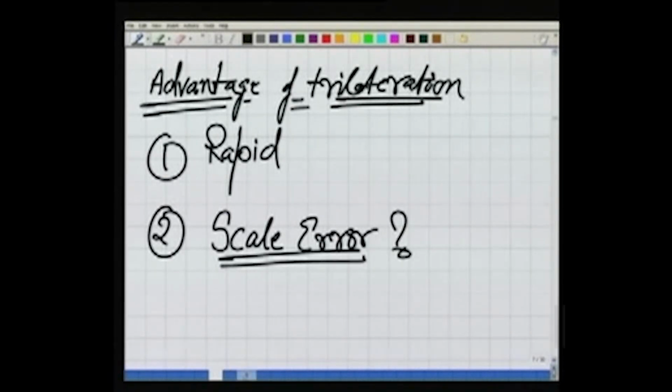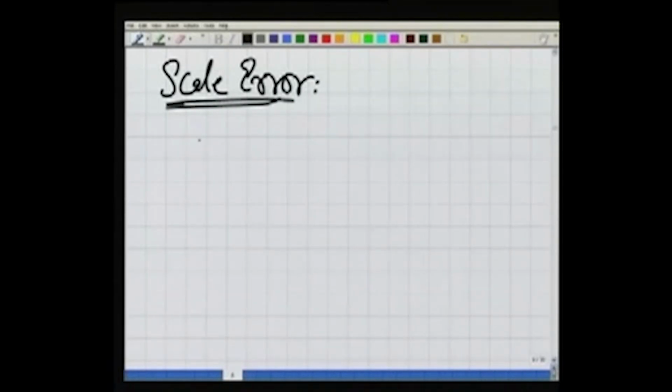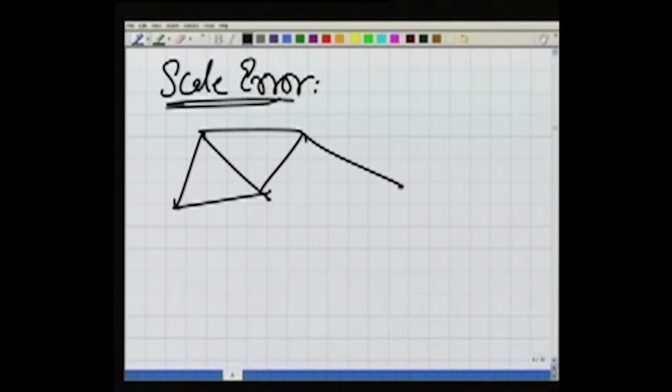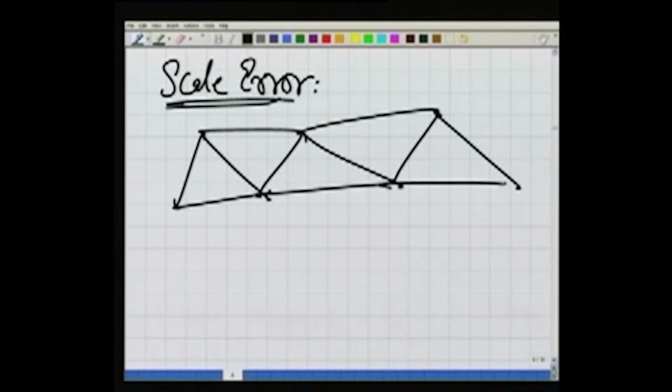Let's see this first. The scale error is, as we know, in any network of triangles, we start from a measured length which is called the base length. Let us say it is AB. Then we have all these angles measured, and knowing this length and all the angles, we would compute the other lengths.